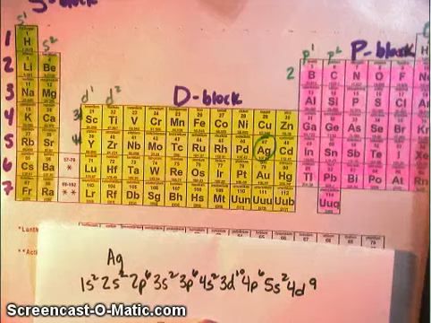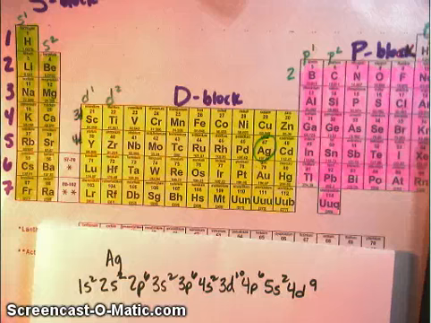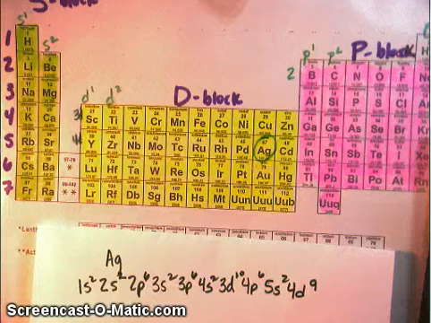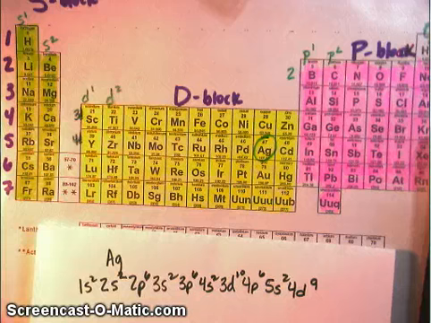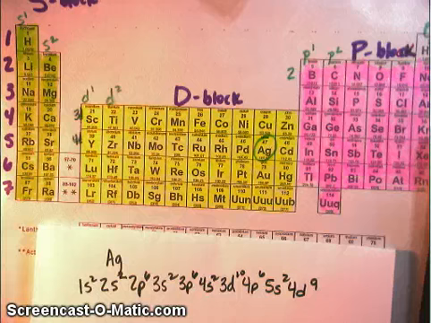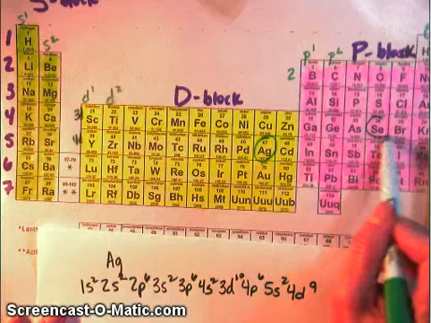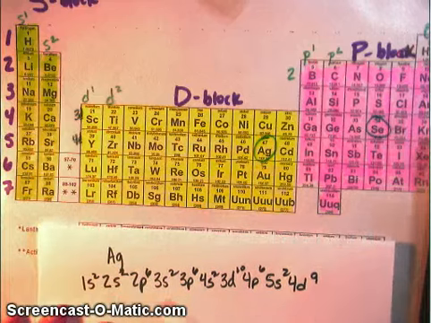Now I would like for you to try. If you want to be guided through this, you can continue on with this lesson, or if you want to just pause it, try it, and then check your answer, you can do that as well. So let's figure out the electron configuration for selenium using the periodic table.